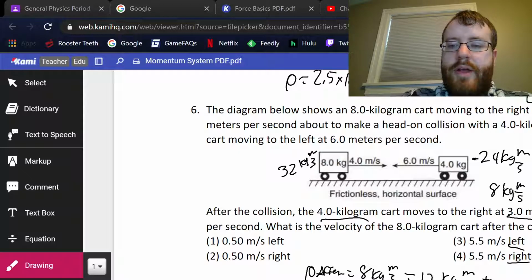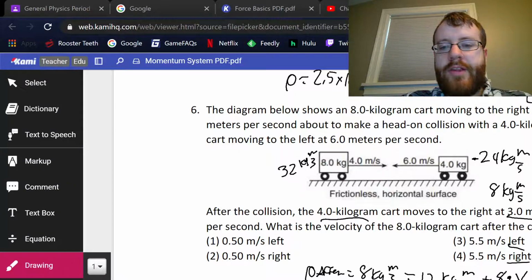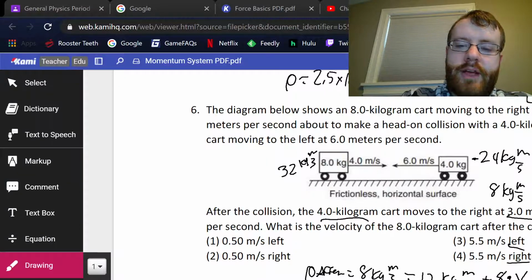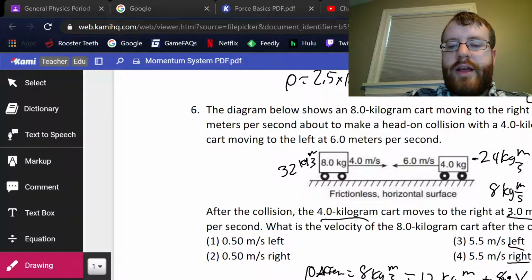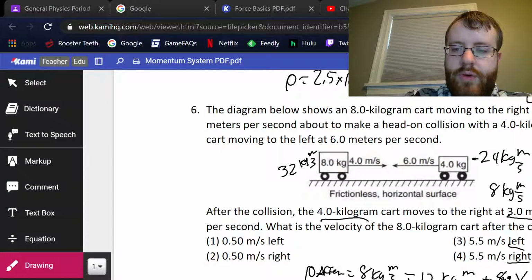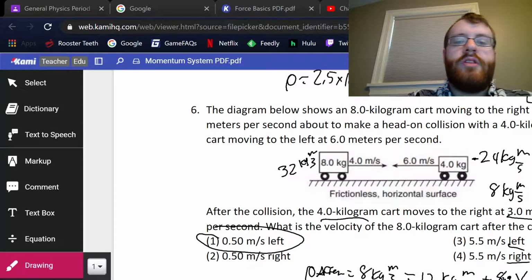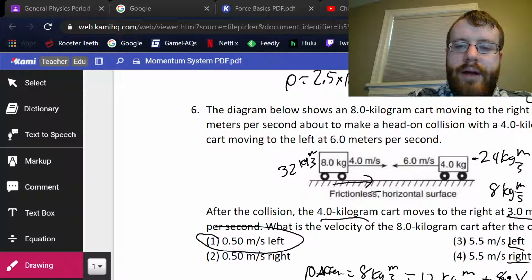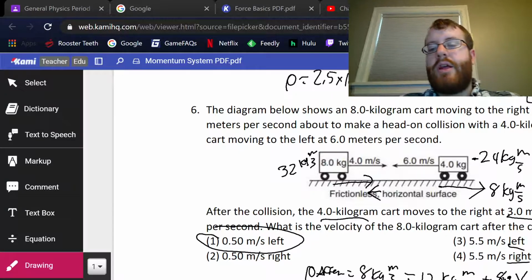Plus my momentum of the other car, which is 8 times the velocity that I'm looking for. And my goal is to find what that velocity is. Well, I subtract 12 from both sides, and I get negative 4 kilogram meters per second is equal to 8 kilograms times V. I'm sorry I didn't put the units there. Divide both sides and I get negative 0.5 meters per second. And as I said, positives to the right, negatives to the left. So this car is going to come in and it's going to bounce off of the other car, move much slower, while the other car is going to end up changing its direction completely and going to the right.